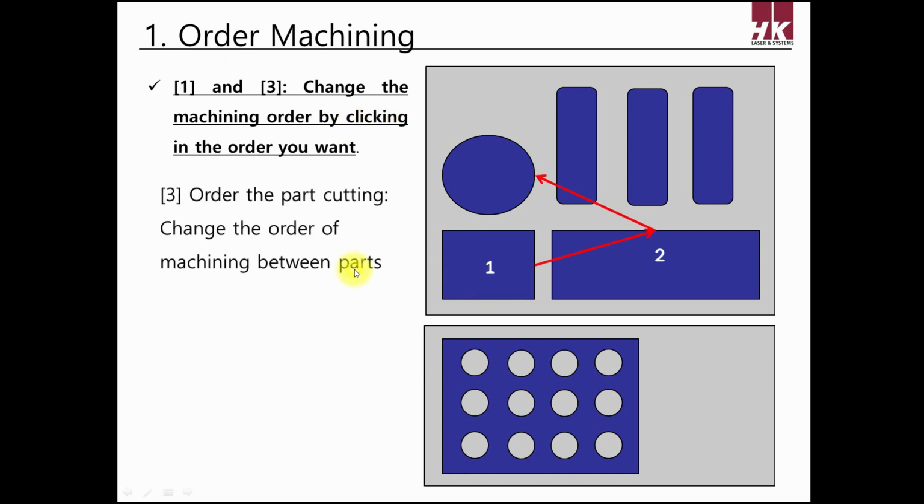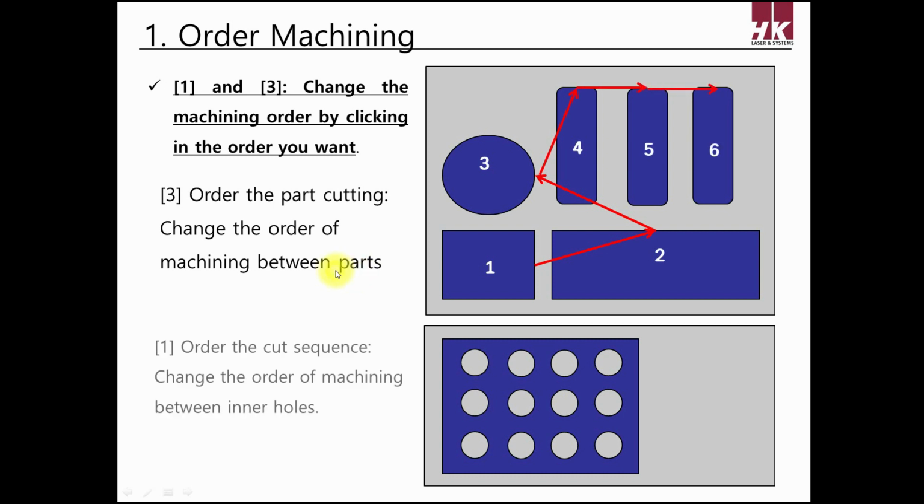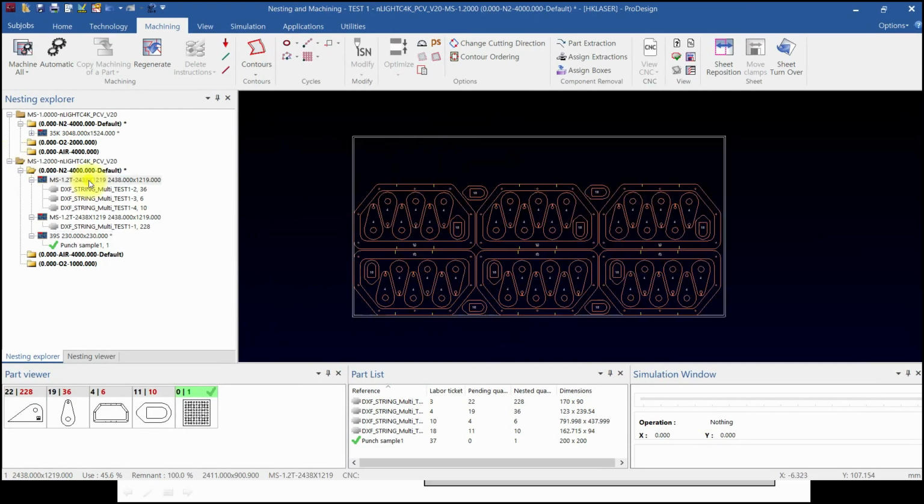Select after in order mode and change order by each click. If you select before in order mode, the selected part will be cut last, inverse. Changing order inside of a part can be done by order sequence by each click. It can change shapes inside of a part, the same angle, or all identical parts. I'll show you in the program.